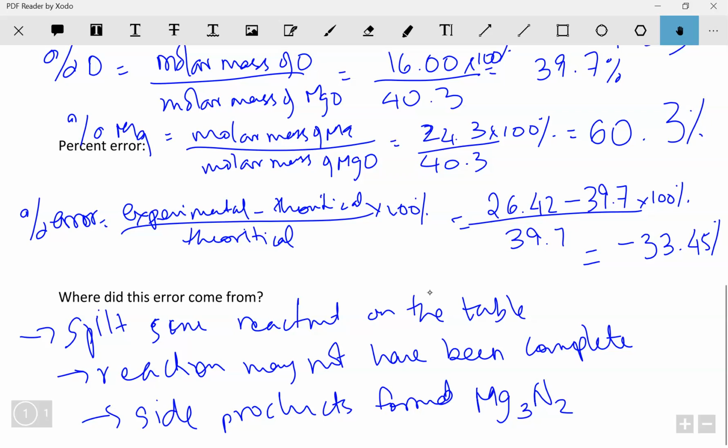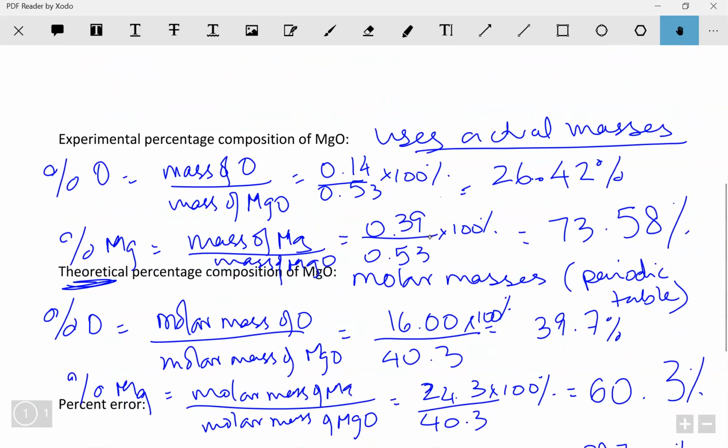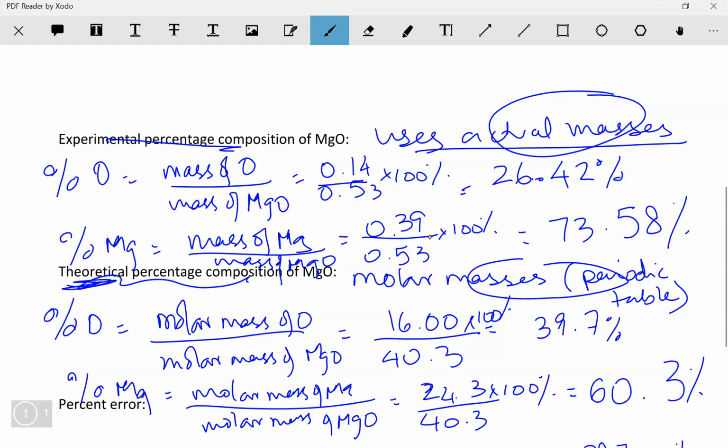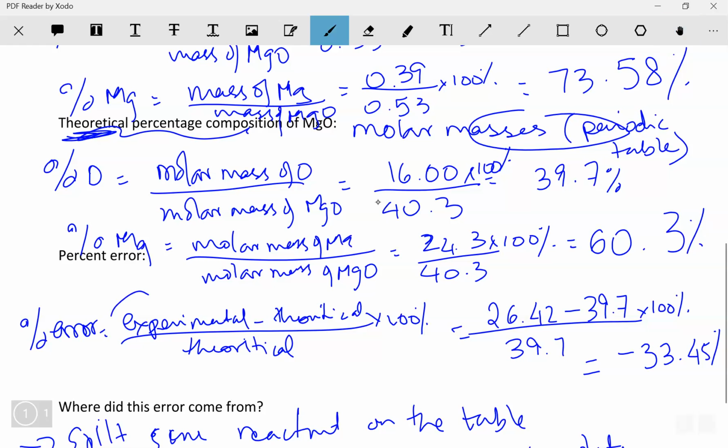So hopefully the important thing in this was to calculate, experimental percentage composition uses actual masses, theoretical percentage composition uses molar masses on the periodic table, and to calculate the percent error we used this formula and calculated the percent error. Just want to check whether I have that formula correct. Hopefully I do.